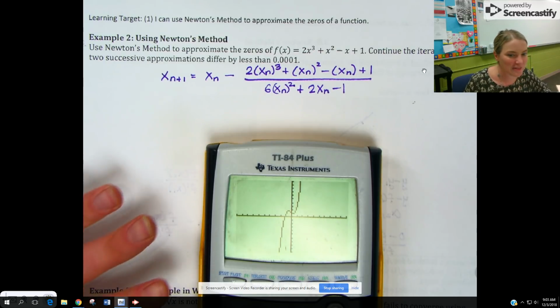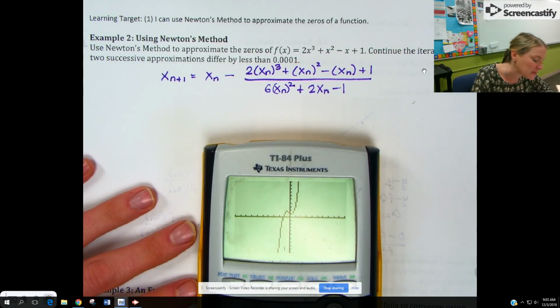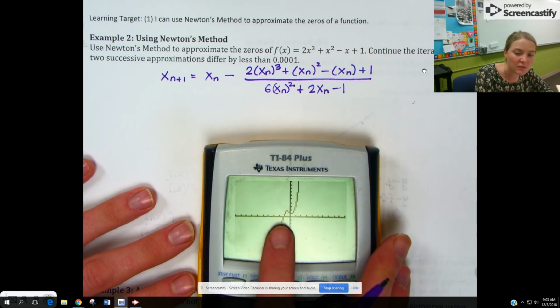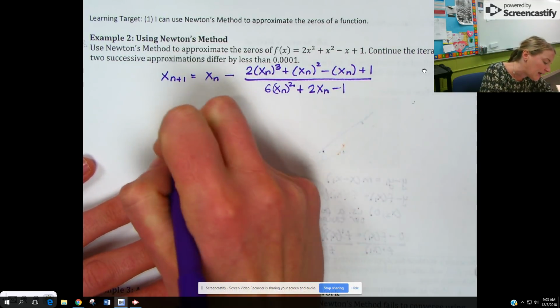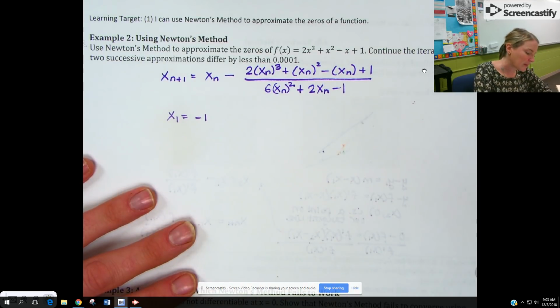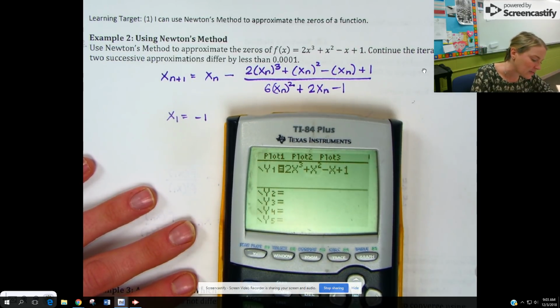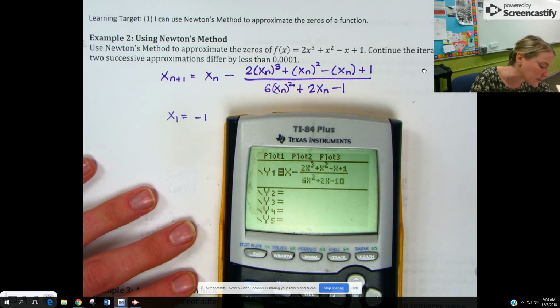I don't want to ask it for the zero. I want to practice the Newton's method process. So it looks like it's crossing right around -1. And so I will let x1 equal -1. I'm going to have to go back and clear this out and enter in my setup. I'll have x minus alpha y equals, we'll set up that fraction, and I'll type my original function at the top. So let's see, plus x squared minus x plus 1, and my derivative on the bottom. So 6x squared plus 2x and minus 1.